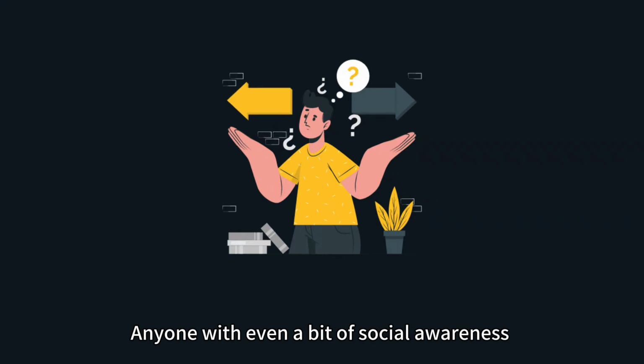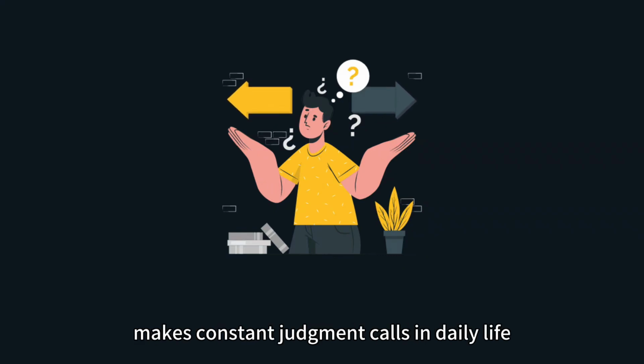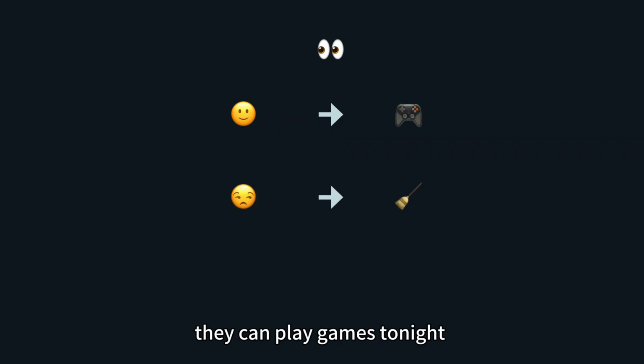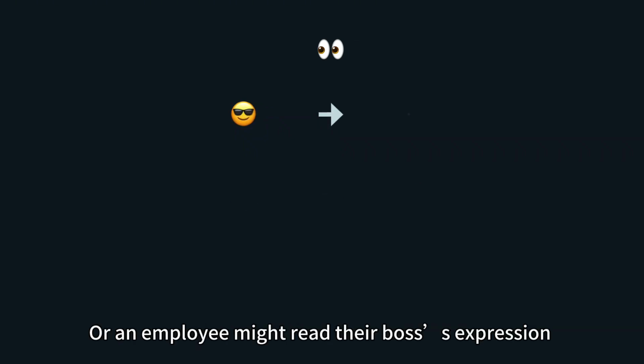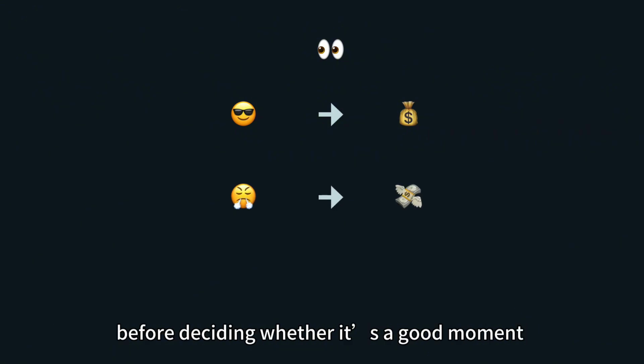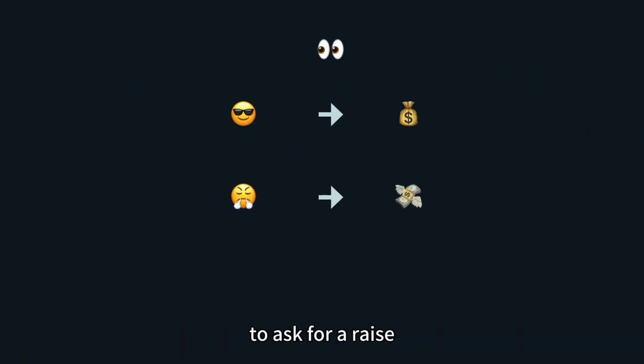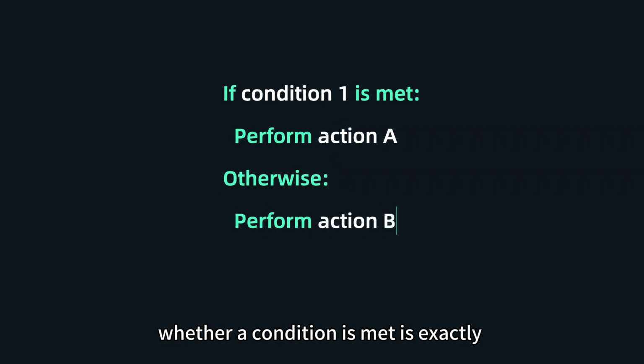Anyone with even a bit of social awareness makes constant judgment calls in daily life. For example, someone might decide whether they can play games tonight based on their partner's mood, or an employee might read their boss's expression before deciding whether it's a good moment to ask for a raise. Deciding what to do based on whether a condition is met is exactly what conditional statements do.